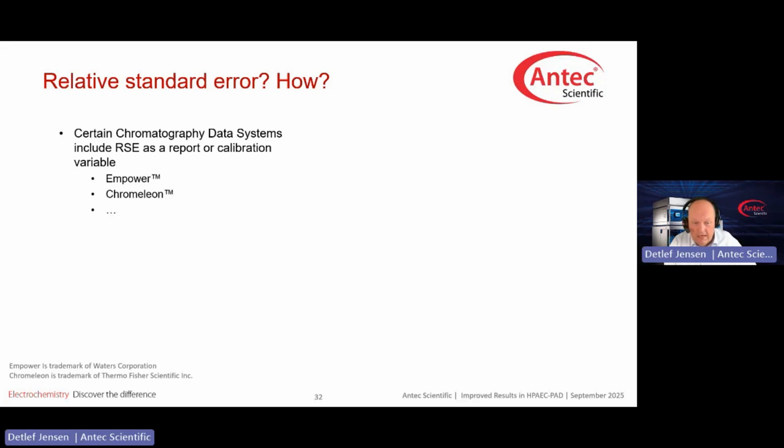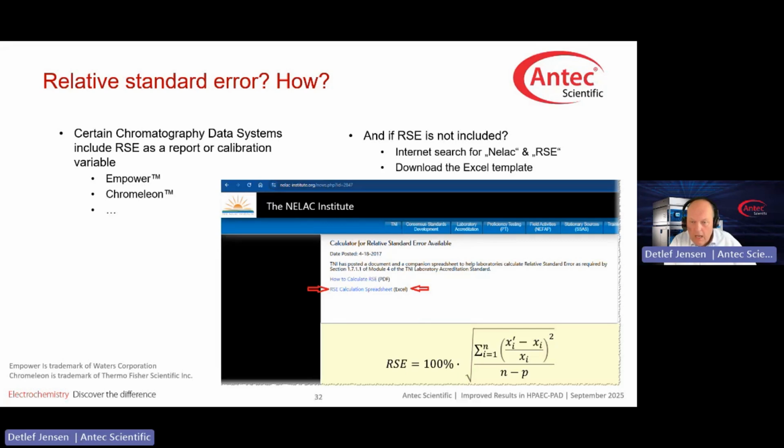But what if your data acquisition system does not give you RSE as an included variable? Are you left out? No. You just do your internet search and look for NELAC and RSE, and you will end up on the NELAC homepage, where you'll find an RSE calculation spreadsheet. Download the Excel file and follow the instructions.